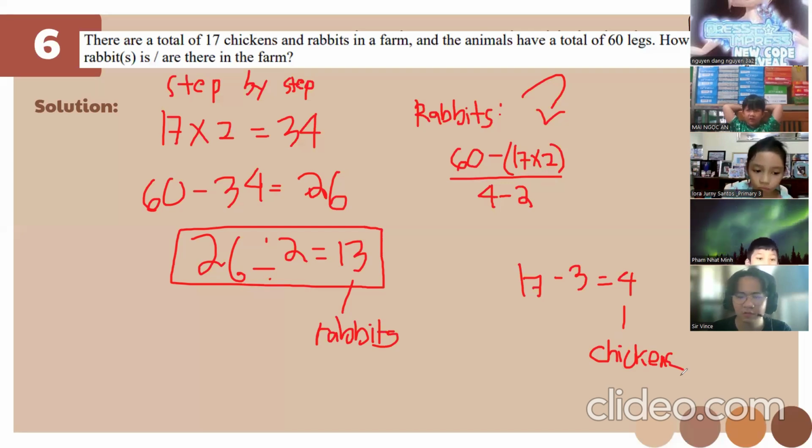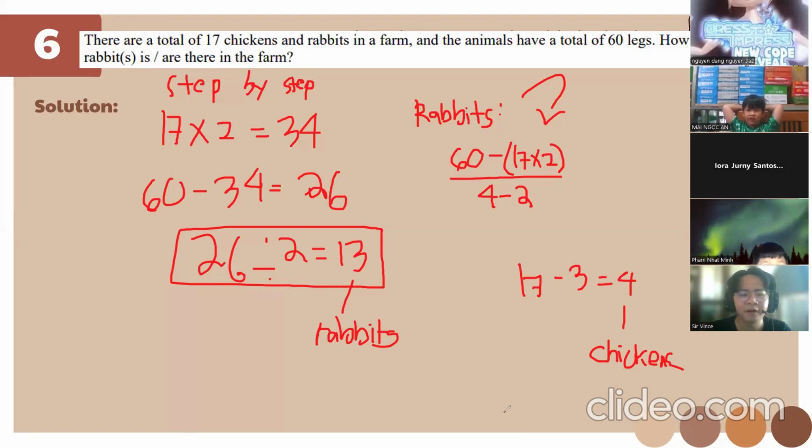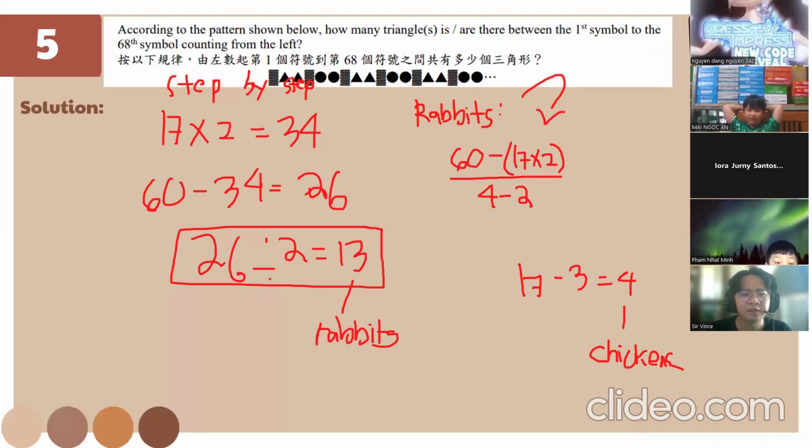Please give me the answer of number 5. Number 5? The answer? Yes, 5.